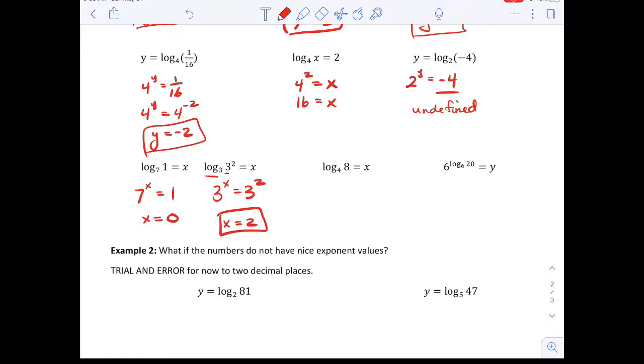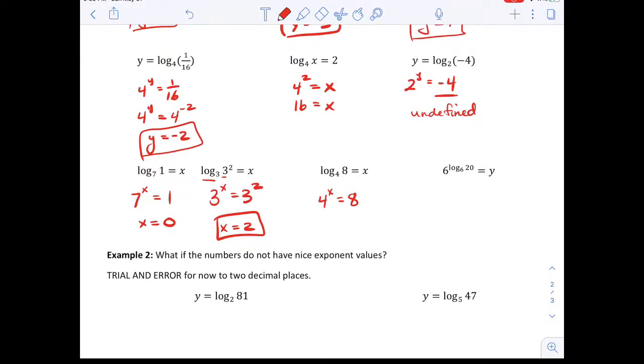And we can keep going here. 4 to the power of x is equal to 8. And you might say, well, how do I get 4 to the power of x is equal to 8? In this section, it says to use trial and error if we do not have nice values. So we would put things like 4 to the power of... I know it's going to be between 1 and 2 because 4 to the power of 1 is 4, 4 to the power of 2 is 16, so it's somewhere in there.